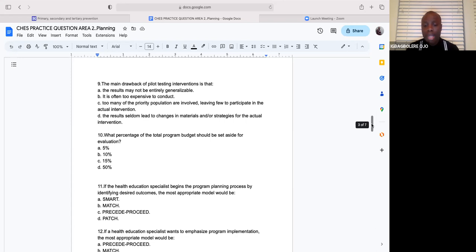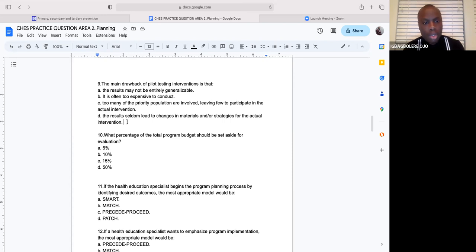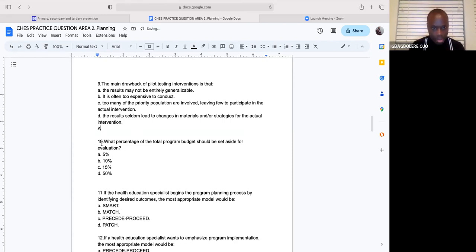What is the main drawback? The main drawback in a pilot testing is option A. The result may not be entirely generalizable. It is difficult to make an inference from a population sample of 50 to 100,000 people. Now, you're going to have all kinds of bias in a survey like that. You're going to have all kinds of bias in a project like that, all right? So one of the main drawbacks and one of the things you want to look out for is that the results may not be entirely generalizable, okay? Obviously, it is expensive to conduct, but funding might arise, right? So option A seems to be the most ideal option here, okay?